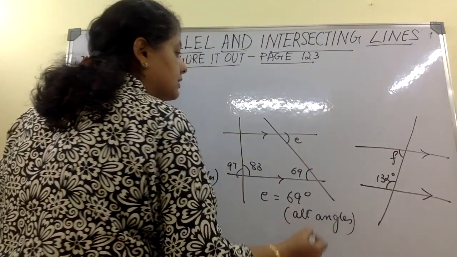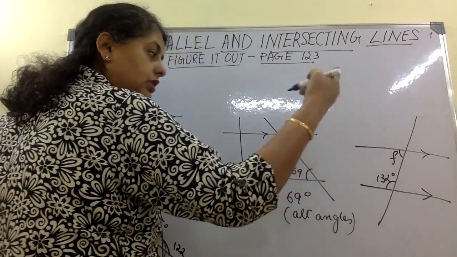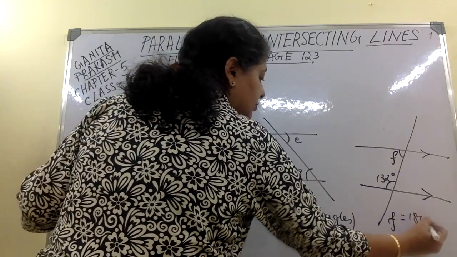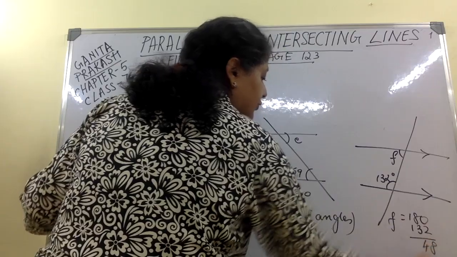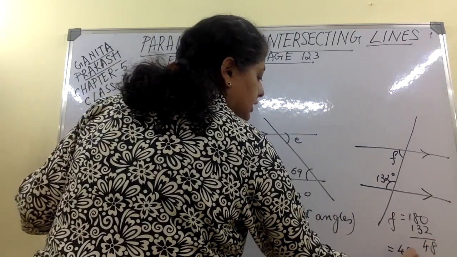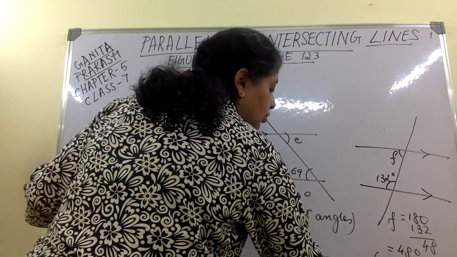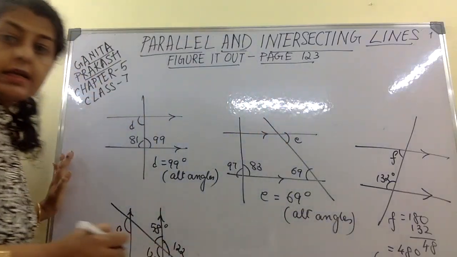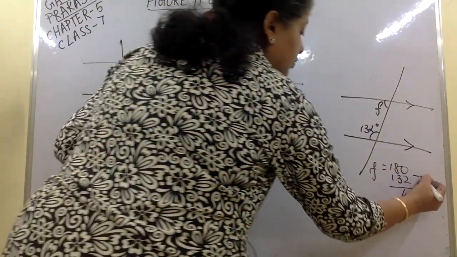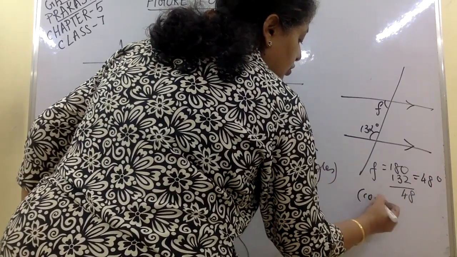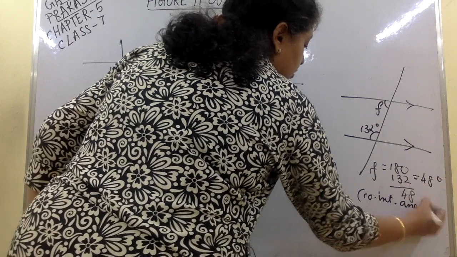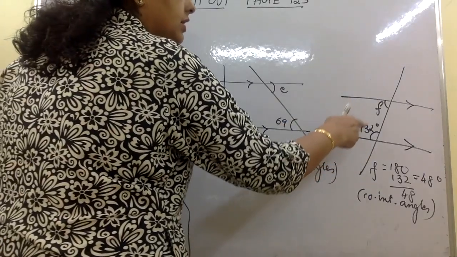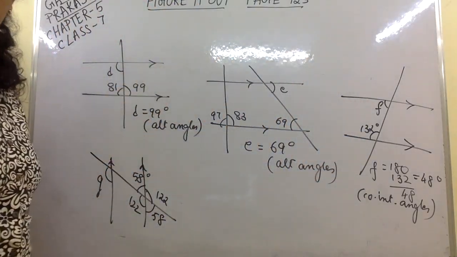Then F, now for F, some other rule comes. F is co-interior, so F is equal to 180 minus 132, which is 48. So F is equal to 48 degrees clearly. Reason, co-interior angles. Co-interior angles are supplementary. So these two will always add up to 180. Therefore, 180 minus 132, 48 is my answer.